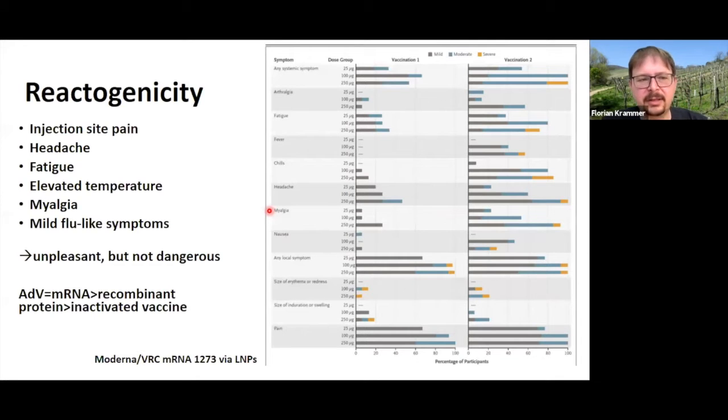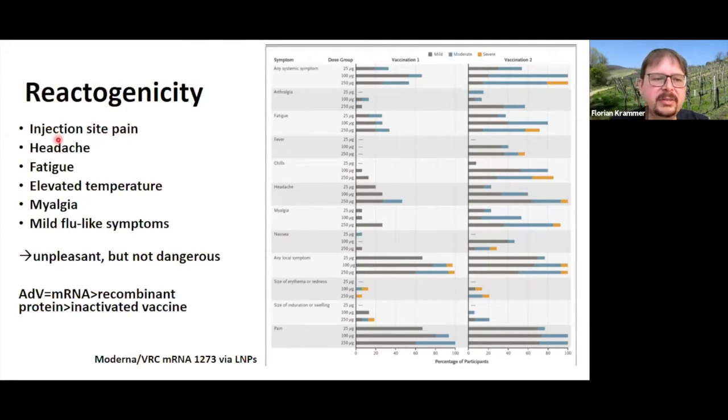I also wanted to talk a little bit about safety, and the first thing I wanted to talk about is what we call reactogenicity. These are basically responses that you have immediately after you get vaccinated, and some of you might have experienced that. Reactogenicity is usually something that's unpleasant but not dangerous. A lot of people have it with other vaccines too, with flu vaccines, all kinds of vaccines that you might get, but we see it's a little bit elevated with the mRNA and the adenovirus vaccines.